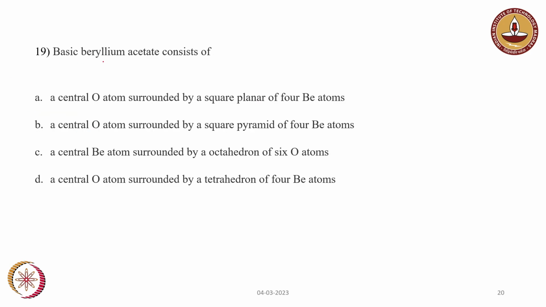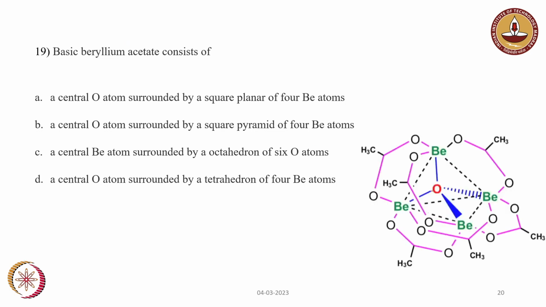Next question: basic beryllium acetate consists of, option A, a central oxygen atom surrounded by a square planar of four beryllium atoms. Option B is a central oxygen atom surrounded by a square pyramid of four beryllium atoms. Option C is a central beryllium atom surrounded by an octahedron of six oxygen atoms. And option D is a central oxygen atom surrounded by a tetrahedron of four beryllium atoms. This is a question from the week 5 lecture. The structure was given. This is the structure for basic carboxylate or beryllium acetate.